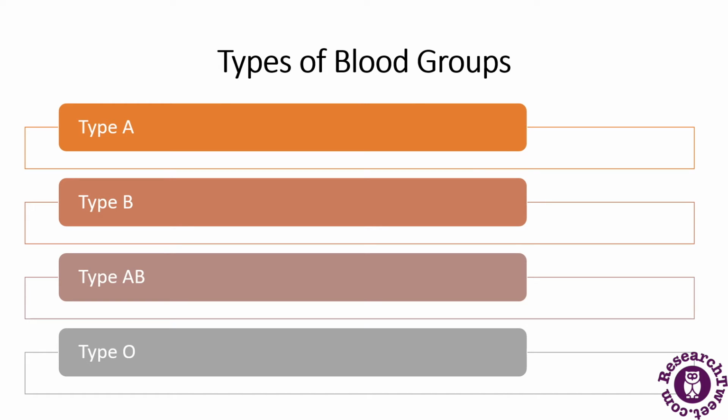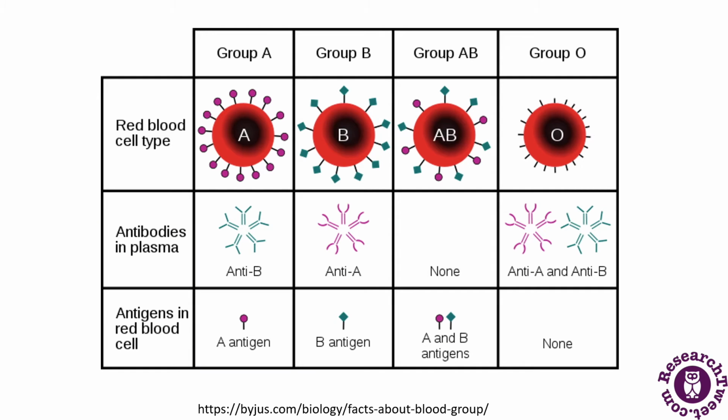Now, there are different types of blood groups. There are 4 types: blood group A, blood group B, blood group AB, and blood group O. Now we will be discussing each of these 4 types. First we will discuss what these blood groups have. As we know, the blood group system is present on the red blood cells, so all of these, A, B, AB, and O, are present on the RBCs.